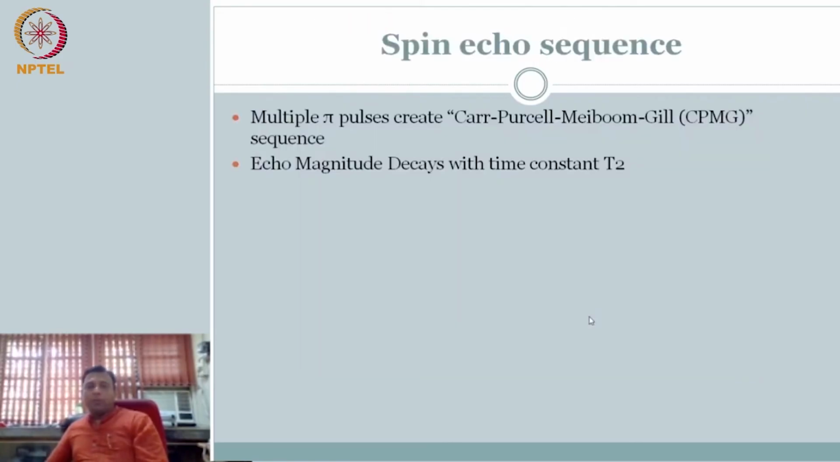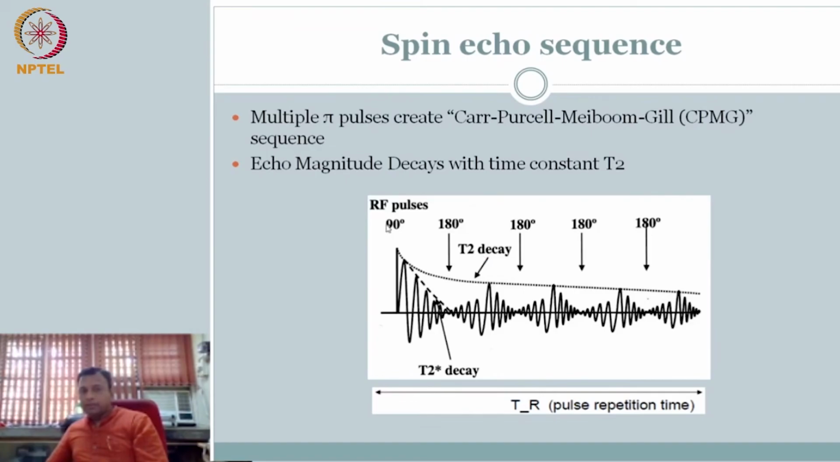So that means I can manipulate. There are several sequences people have played with. One is that multiple pi pulses can be created, and essentially what you are going to get is 90 degrees, and then you are applying multiple pi's, pi by 2 first, then pi. But notice each time your signal is not going to come back to the original level. Each time the signal is going to be poorer based on your T2 decay.